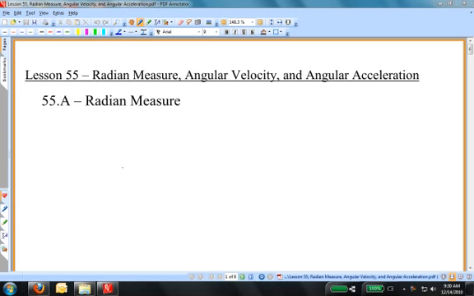This is Lesson 55, and it is entitled Radian Measure, Angular Velocity, and Angular Acceleration. The lesson's in two parts, and they are related to each other. The first part has to do with making motion measurements using radians, and the second part has to do with angular equations of motion. We'd like to begin this with a demonstration involving a bicycle wheel gyroscope.